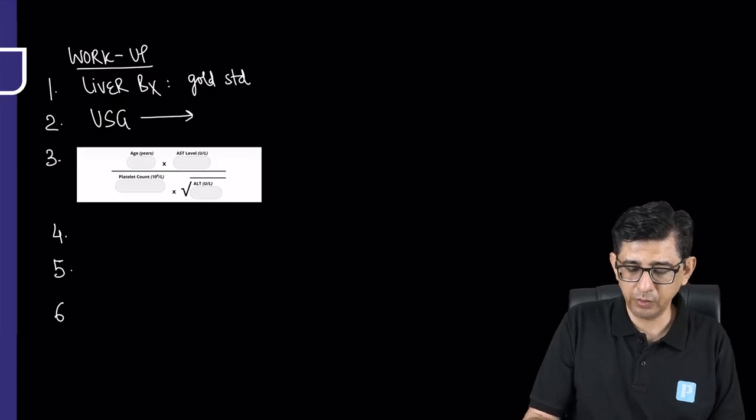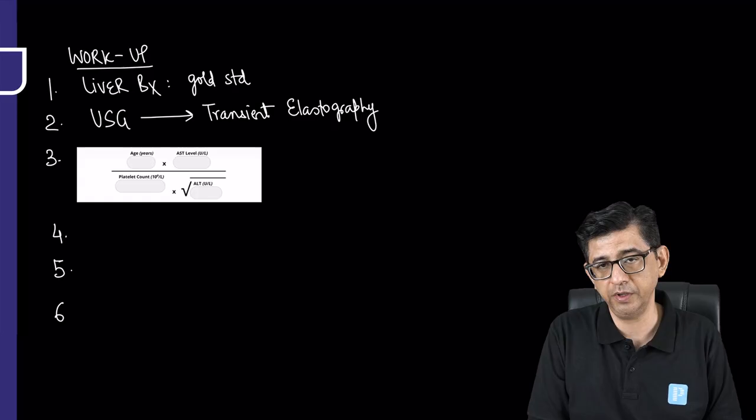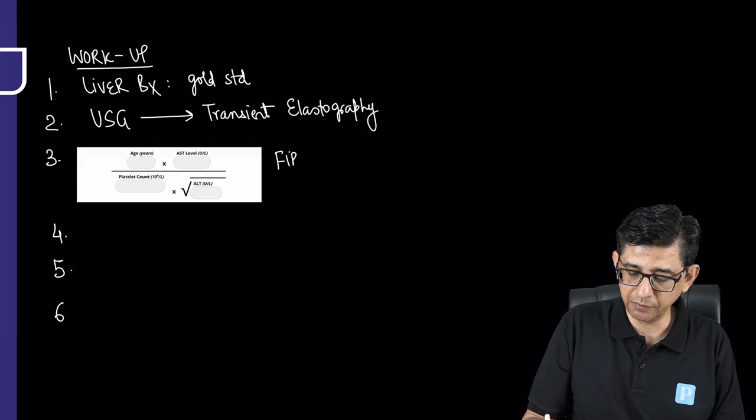But after ultrasound, the next test that's going to be done in our case is a FibroScan. FibroScan is a commercial word. The technical word that we write is TE, that is transient elastography. And then apart from this, we have another score available, which is called FIB4.